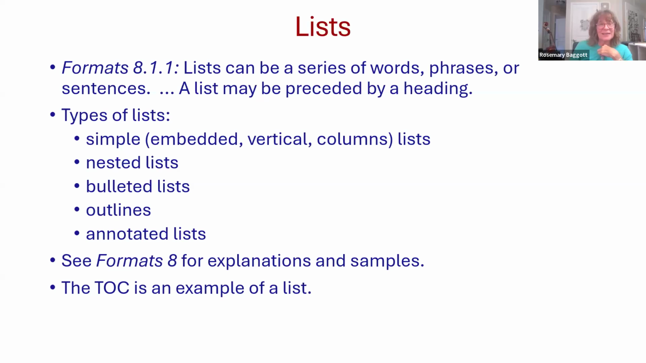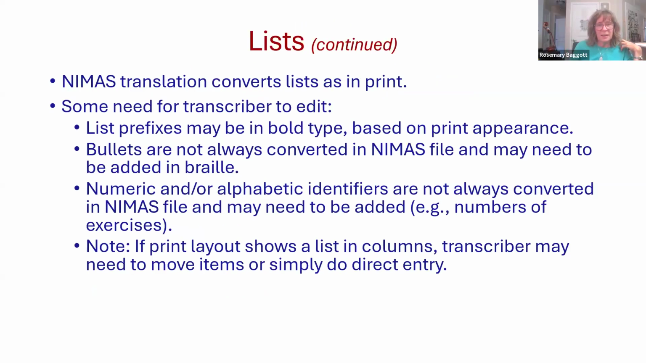So lists. A list can be a series of words, phrases, or sentences, maybe preceded by a heading. A table of contents is an example of a list. Some of the types of lists that we'll look at: formats is very detailed. Simple, nested list, bulleted, outlines, annotations, all in formats section 8.